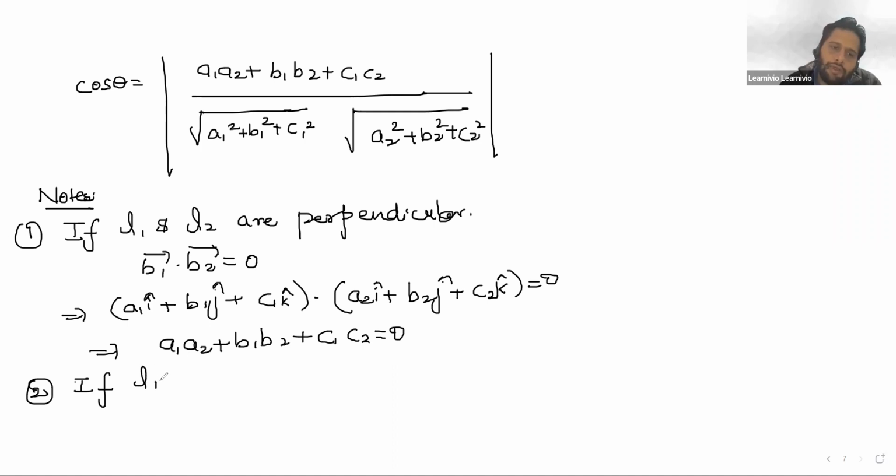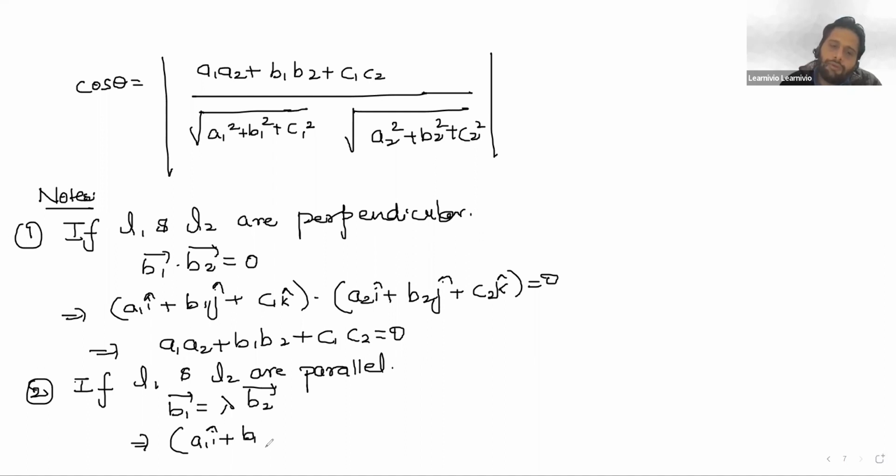Okay, second one. If L1 and L2 are parallel, you remember this condition. L1 and L2 are parallel, that means B1 and B2 are parallel. Parallel means they are collinear. So if two vectors are collinear, then B1 is equal to lambda times B2. Remember this? If two vectors are collinear, then always use this condition. Now B1 is A1 I cap, B1 J cap, C1 K cap, equal to lambda times A2 I cap, B2 J cap, C2 K cap.